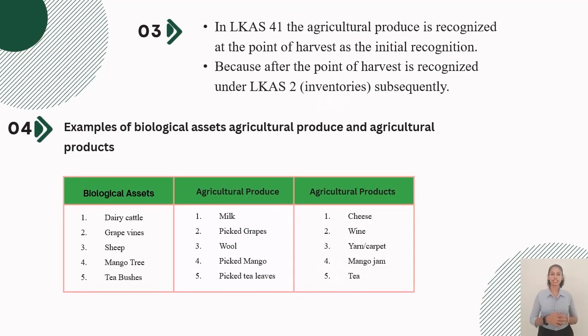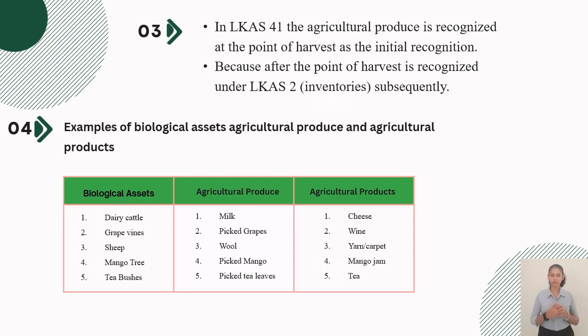As mentioned in LKS 41, the agricultural produce can be recognized initially at the point of harvest. Because after the point of harvest, the agricultural produce is converted into agricultural products. So these agricultural products are coming under LKS 2 Inventories.